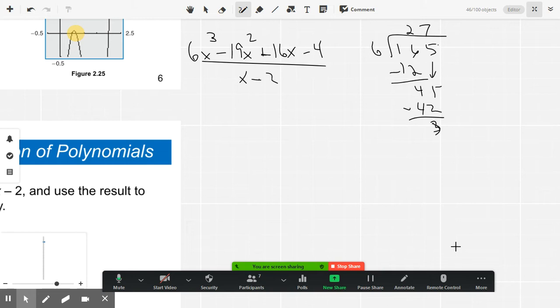And one thing we could do with that remainder is put it over 6, right? So that would be 27 and 3 over 6, or 27 and 1/2. So 6 divides into 165, 27 and 1/2 times. All right. Well, with polynomials, it's very similar.